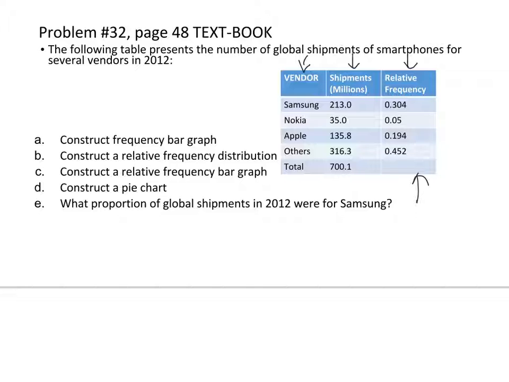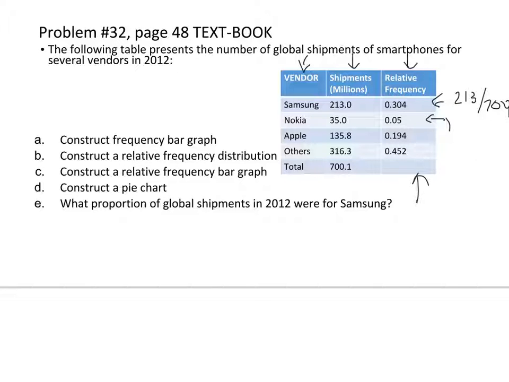So let's talk a little bit about this frequency table that we already have constructed. We don't have the whole entire data set, so what we have instead is a frequency table, which sometimes happens. We can create the relative frequency by dividing the frequency by the total. So this number here is 213 divided by 700.1. Likewise, we would want to round to 3 decimal places.